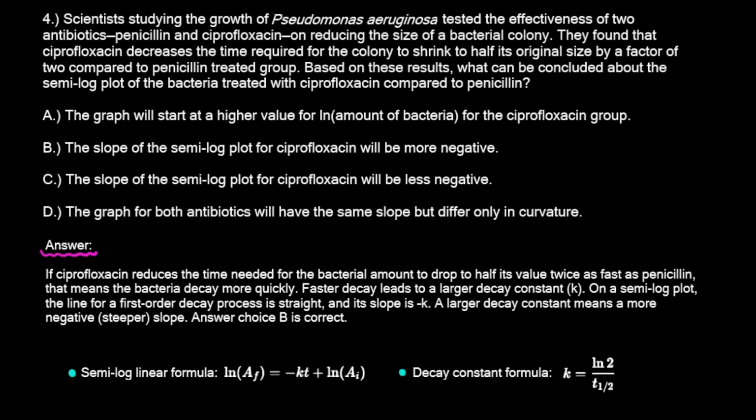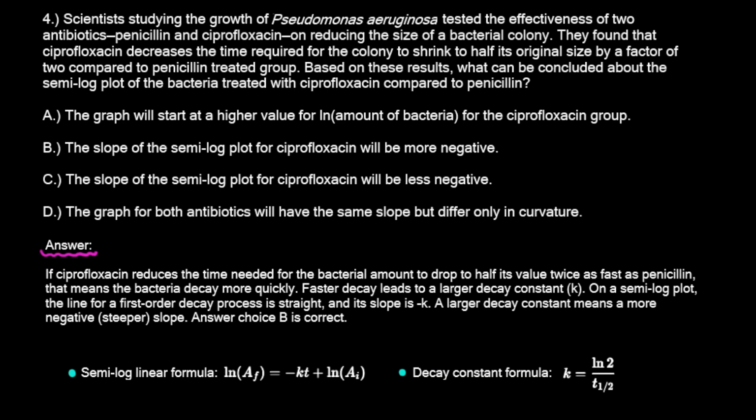So the question becomes, how does the change in the half-life affect the value of k? We can use the formula k = ln2 divided by half-life. This tells us that k is inversely proportional to the time it takes for the amount to be reduced to half. So it is inversely proportional to the half-life. If that time is reduced by a factor of 2, as the question states for ciprofloxacin, then k must increase by a factor of 2.